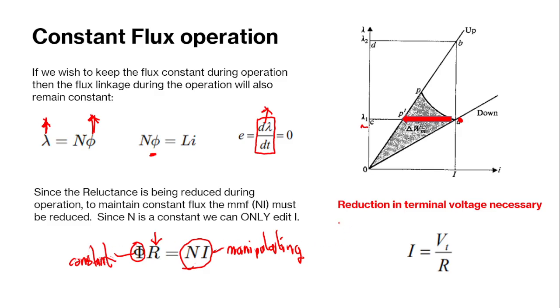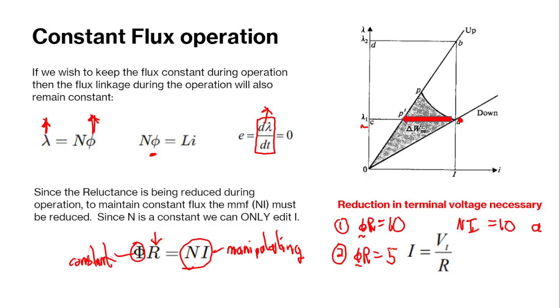So for example, let me do it with numbers. Initially, let me say phi r is equal to 10. So therefore, Ni will basically be equal to 10. That is the starting point, let me say at E. Now, the contact is going up. So at another position, let me say the reluctance halves. If the reluctance halves, obviously the 10 will halve, right? So now phi r is equal to 5.